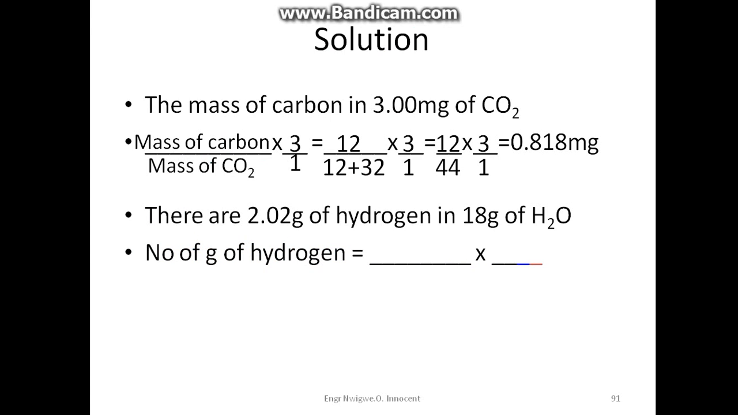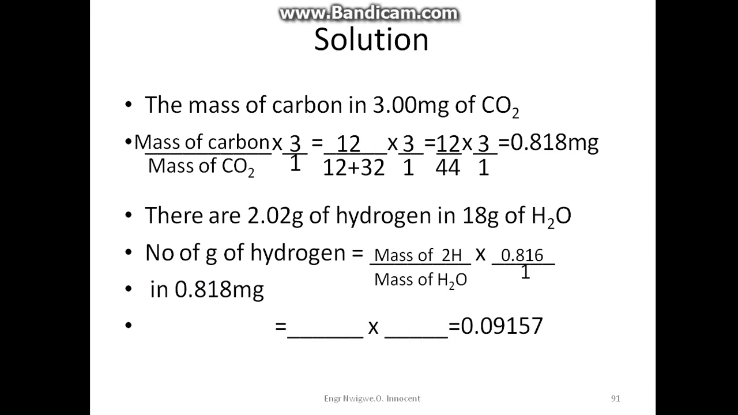The number of gram of hydrogen is now equal to the mass of 2 hydrogen over the mass of water H2O times 0.816 over 1, which is equal to 2.02 divided by 18.0 times 0.816 over 1, which will give us 0.0916. The sample used was 2.00 milligram.